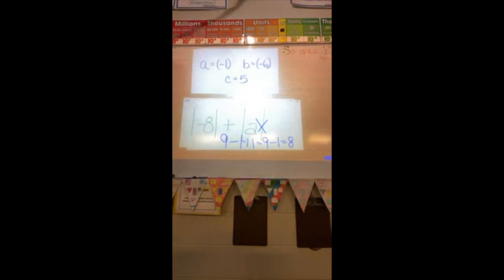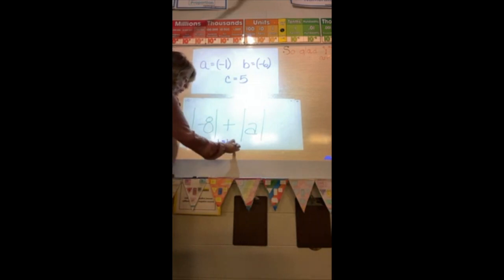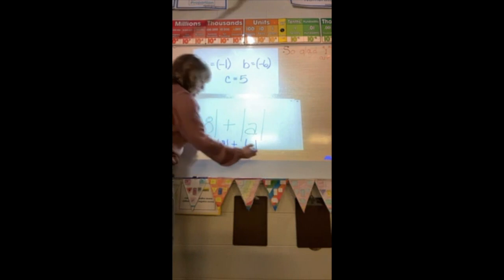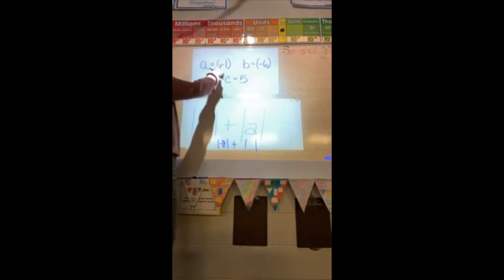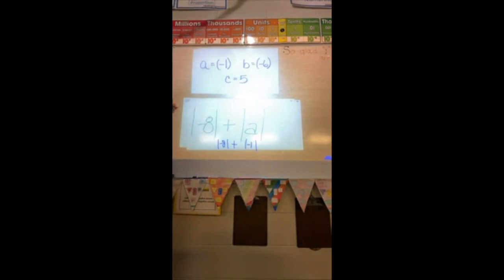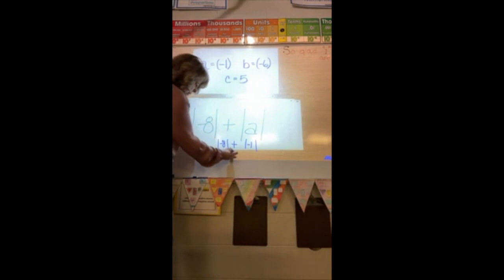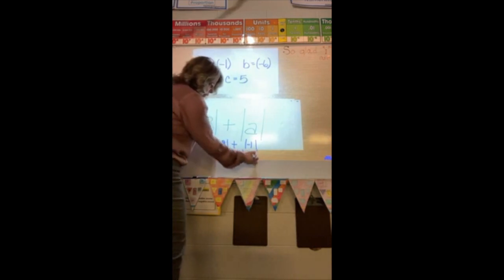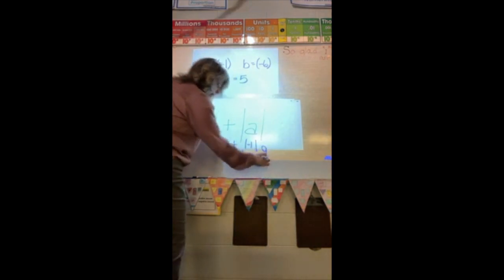The absolute value of -8 plus the absolute value of A. The absolute value of -8 plus the absolute value of whatever A is. A is -1. So in order to solve it, we have to simplify it. What's the absolute value of -8? 8 plus the absolute value of -1, which is 1. Our solution is 9.